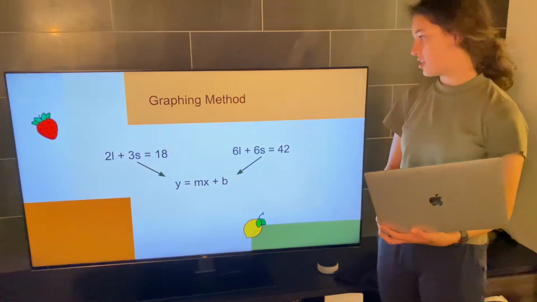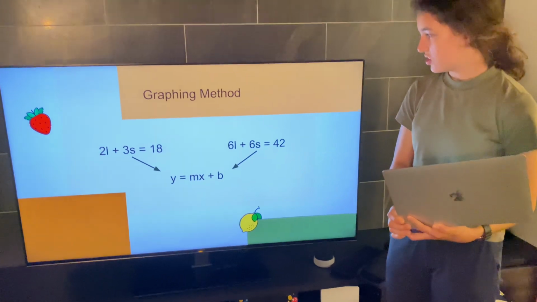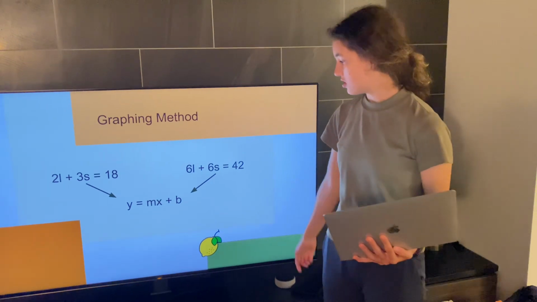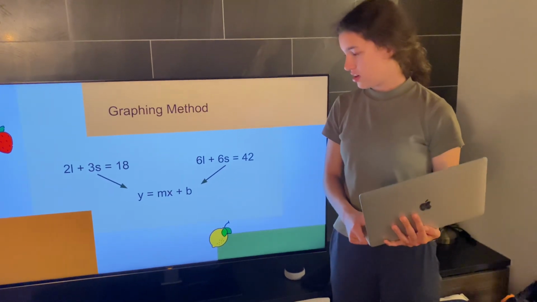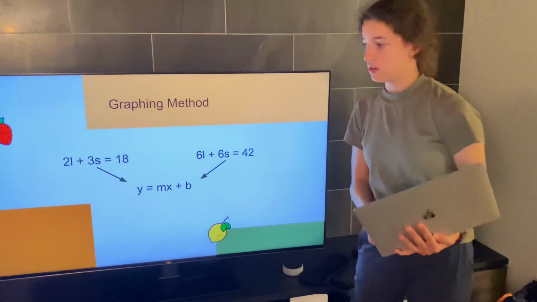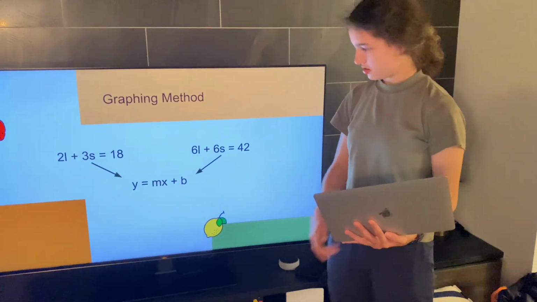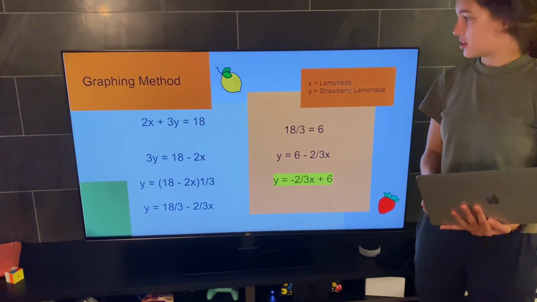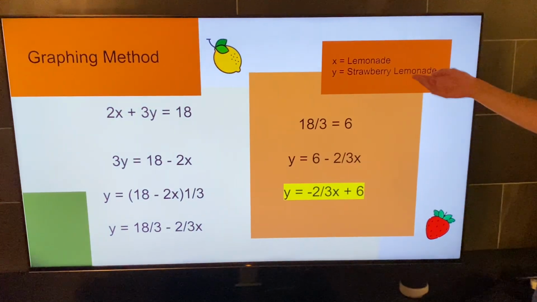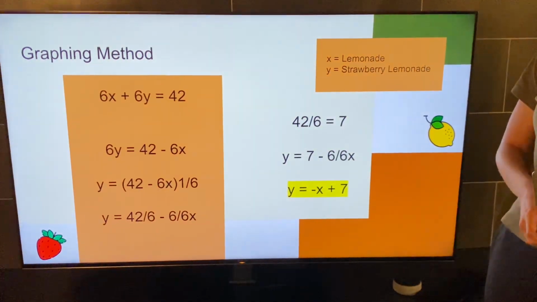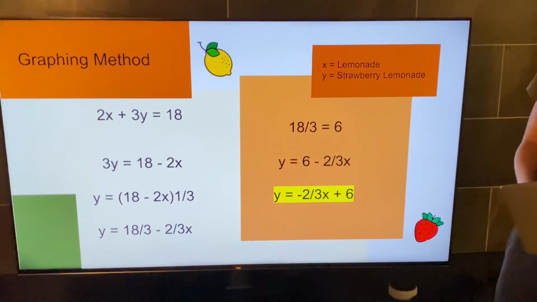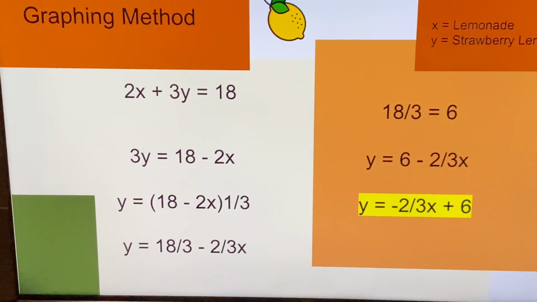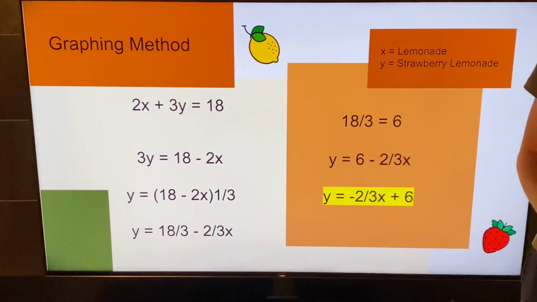The next method is graphing. The first step of the graphing method is to turn these equations into an equation that we can turn into a line. So we have to turn that into that. To make things easier, we can turn X to strawberry and Y to strawberry lemonade. So the first equation we'll use is 2x plus 3y equals 18.